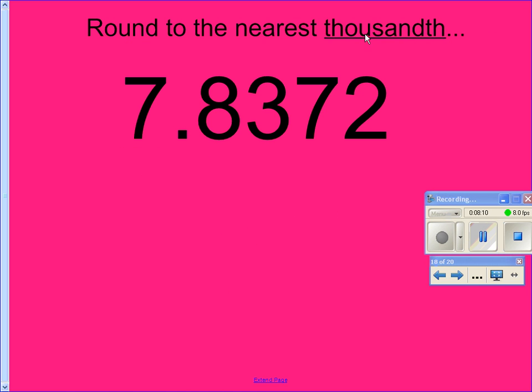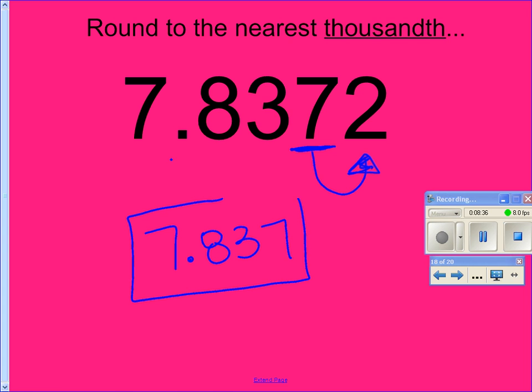Next, it says round this one to the nearest thousandth place. The thousandth is the 3rd place over from the decimal to the right. So the 7 is in the thousandths place. The 7 looks to the 2. So the 2 tells the 7 to stay the same. So this number rounded to the nearest thousandth is 7 and 837 thousandths. Remember, all other numbers fall off.